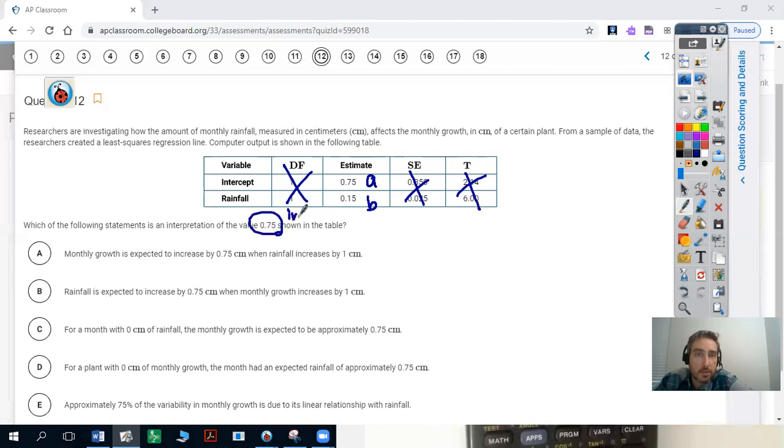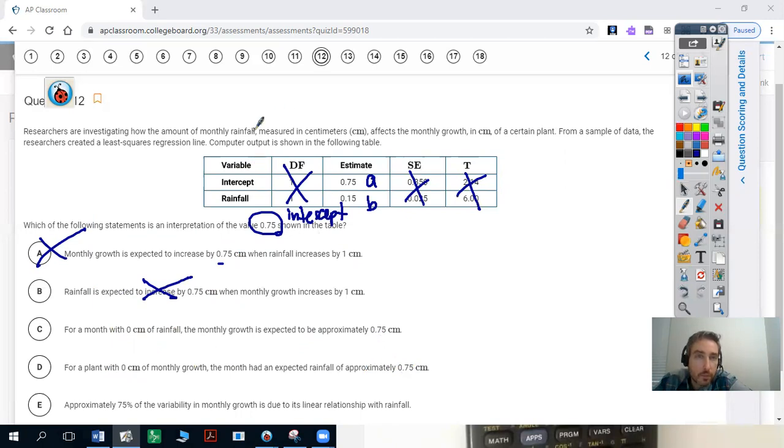That's your intercept. So remember, intercept is when x is 0, what's the y value? So monthly growth is expected to increase by 0.75 when rainfall increases by 1. No, that's slope interpretation. Rainfall is expected to increase by 0.75. No. For a month with 0 centimeters of rainfall, the monthly growth is expected to be approximately 0.75 centimeters. For a plant with 0 centimeters of monthly growth, the month had an expected rainfall of 0.75.